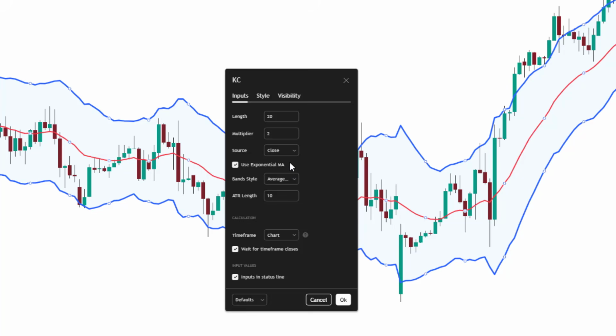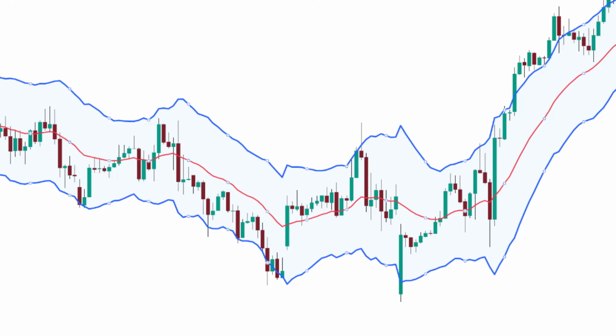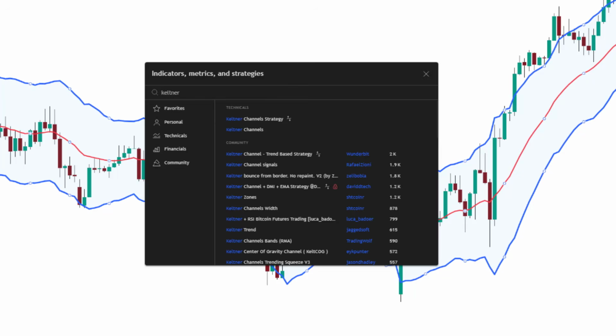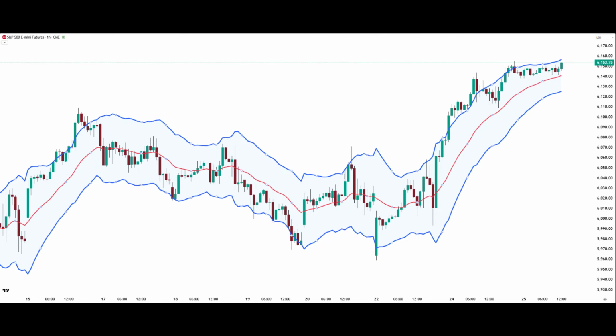There's some other little bits and pieces you can play around with in regards the band style, average true range or range, and the ATR length. I'm just going to leave that as the default. Now you can find that just by going up to your indicators at the top of TradingView and then typing in Keltner Channel, and you can see it there. You just click on that and it'll add it to your chart.